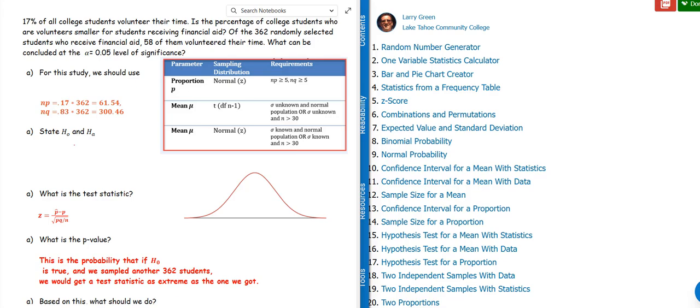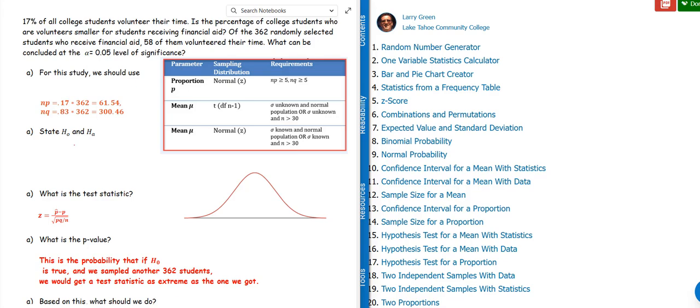to use technology to show you how to conduct a hypothesis test about proportions. So in this case, we're told 17% of all college students volunteer their time. Is the percentage of college students who are volunteers smaller for students receiving financial aid? Of the 362 randomly selected students who received financial aid, 58 of them volunteered. What can be concluded at a 0.05 level of significance?